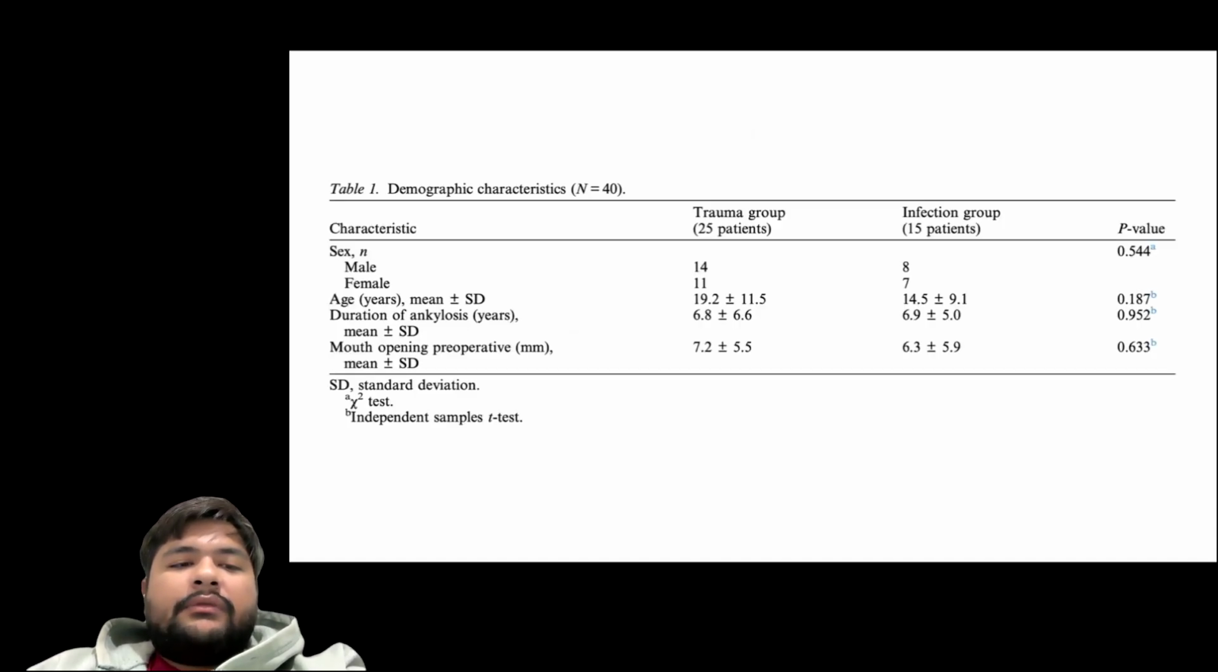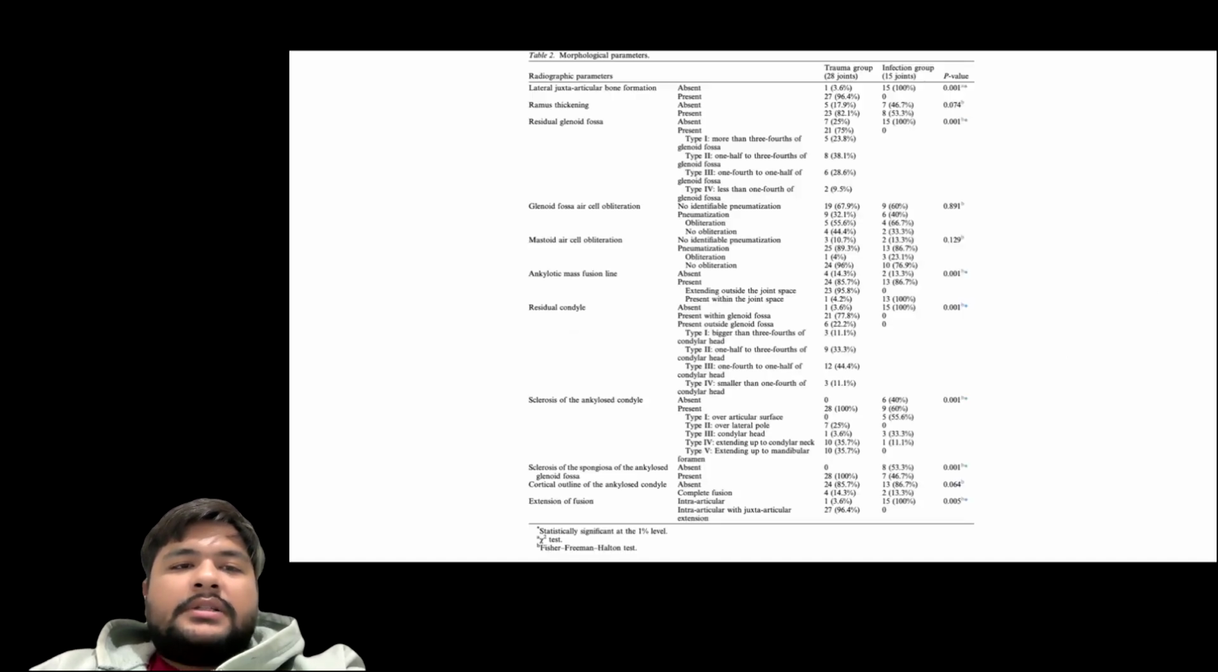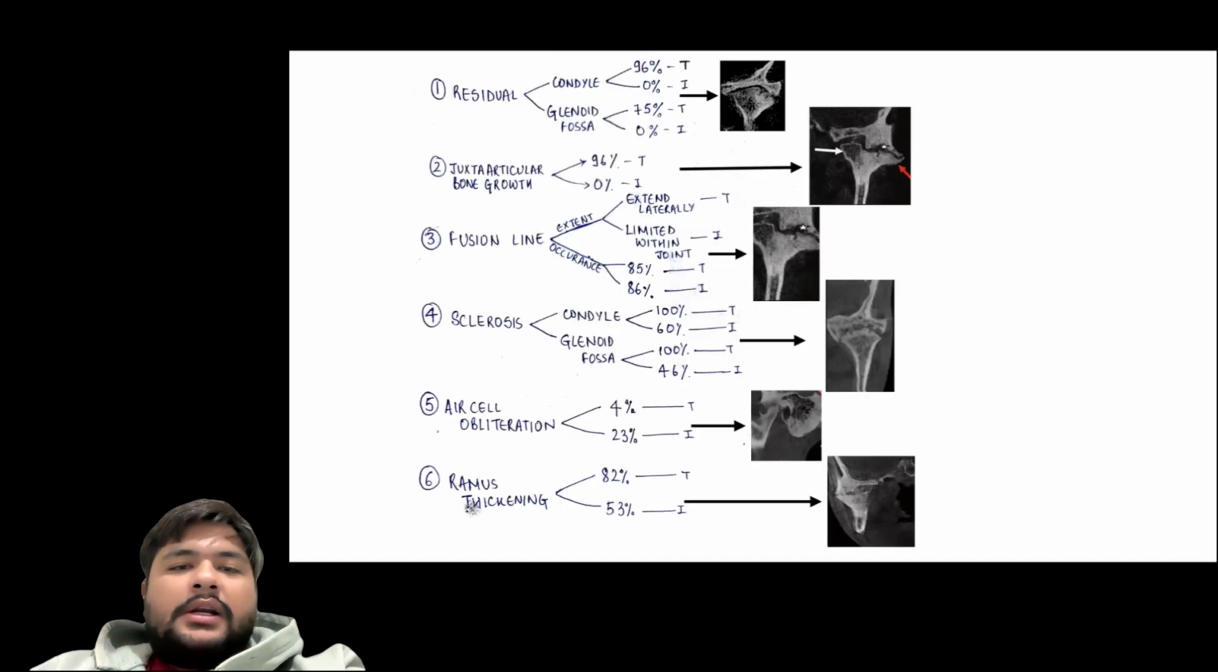These are the demographic characteristics as discussed earlier. These are the morphological parameters. We have discussed these before. You can check the number of patients in each group in this chart. Then I have written this in a table in an easier form. The residual condyle and the glenoid fossa in the traumatic group was 96% and 0% in the infective group. Glenoid fossa 75% in the traumatic group and 0% in the infective group. Just articular bone growth 96% in the traumatic group and 0% in the infective group.